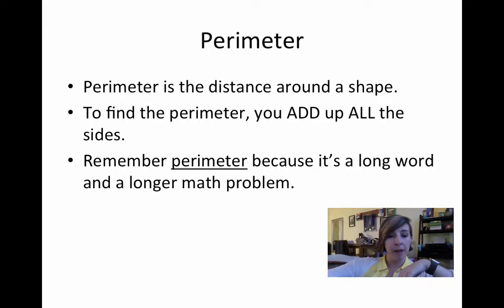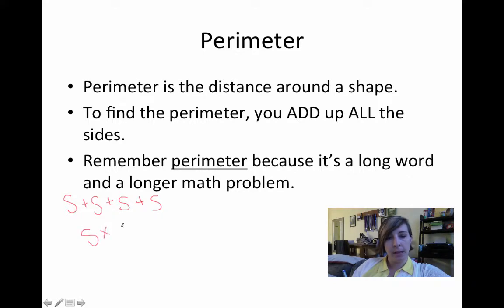So when you find the perimeter, I'm going to use the variable s to represent side. You do side plus side plus side plus side. This would be the perimeter of a square. That is going to be a longer math problem than finding the area, which is side times side. Okay? So the perimeter is longer, the math problem is longer, the word is longer.